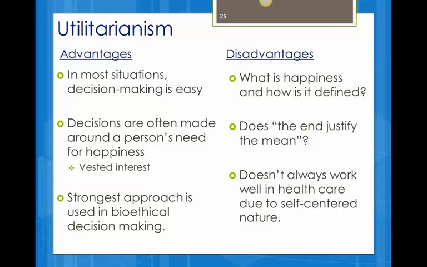Some of the disadvantages is really what constitutes happiness. So is it the average happiness for all, or potentially the total happiness for a few, right? These are all situational, but it's who's determining what's the best for everybody. And really, where do minority groups fit into this equation when decisions are based on the greatest good for the greatest number of people? Are the minority groups forgotten about, or are they represented in the decision making? Does the end always justify the means?